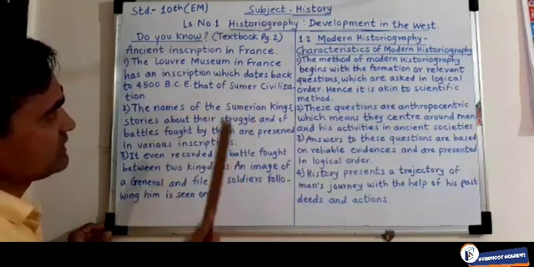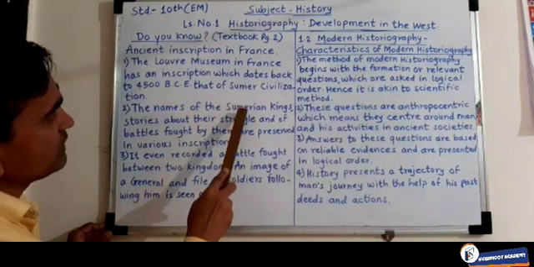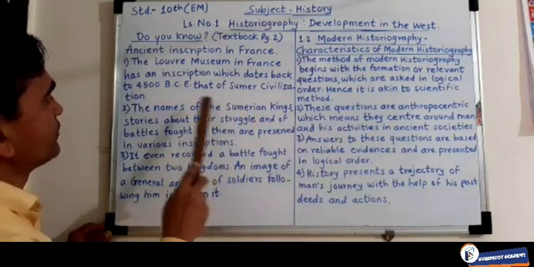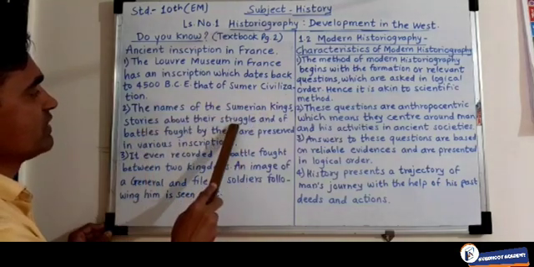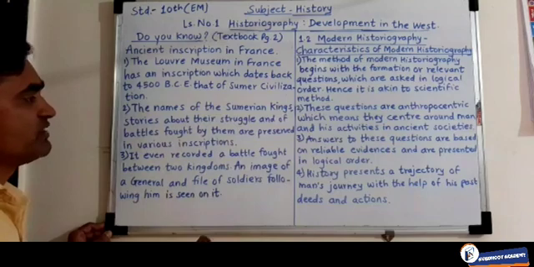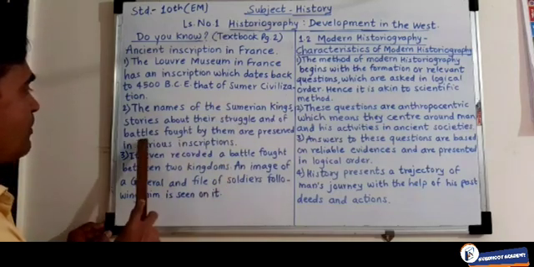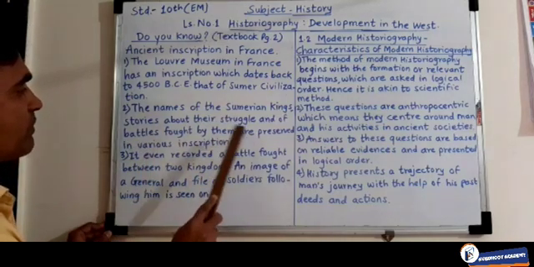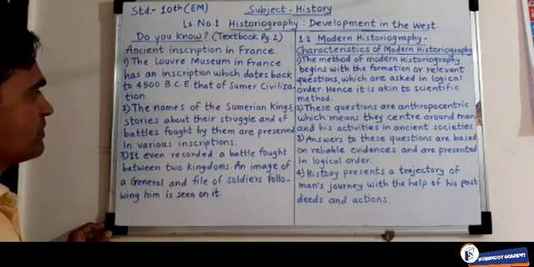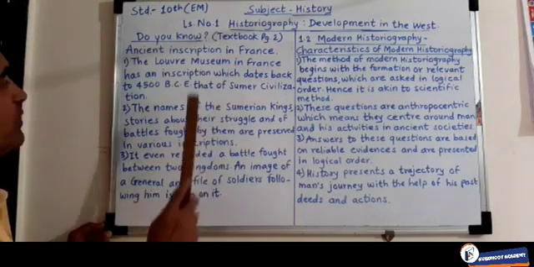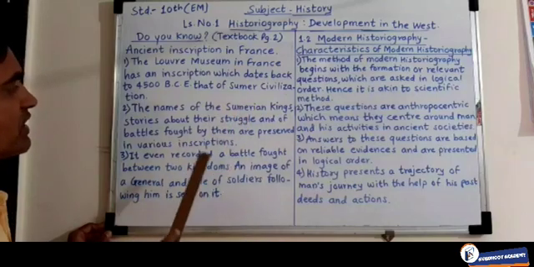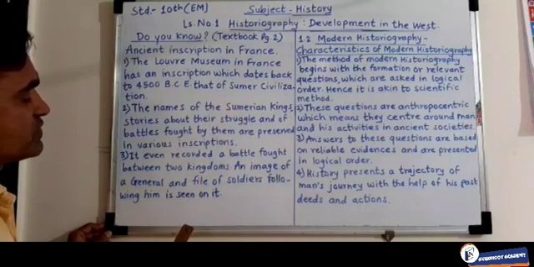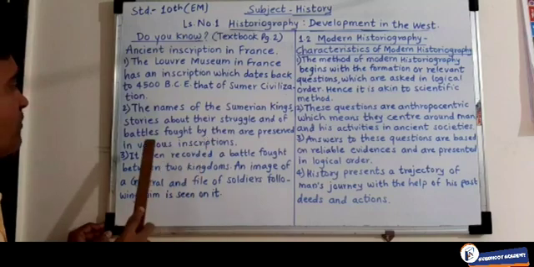Sumer is the civilization, and from that Sumer, the king is called the Sumerian king. The names of the Sumerian kings and stories about their struggle, meaning their fights, and of battles fought by them are preserved. So what information is preserved in that Sumer civilization? There, the Sumerian kings' stories about their struggle, meaning their adventurous struggle, and of battles.